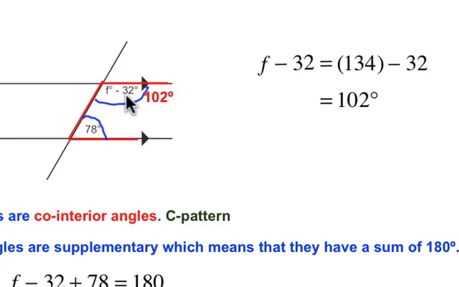So now if f minus 32 is 102 degrees, we can check our answer because 102 plus 78 is equal to 180 degrees, and so these two angles, since they add up to 180 degrees, are supplementary.